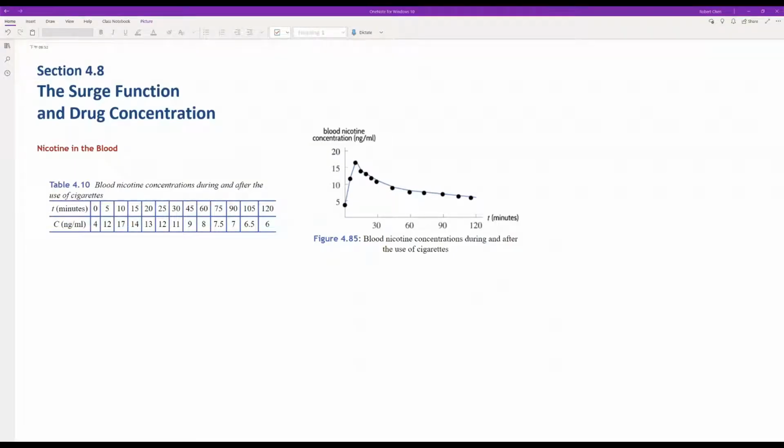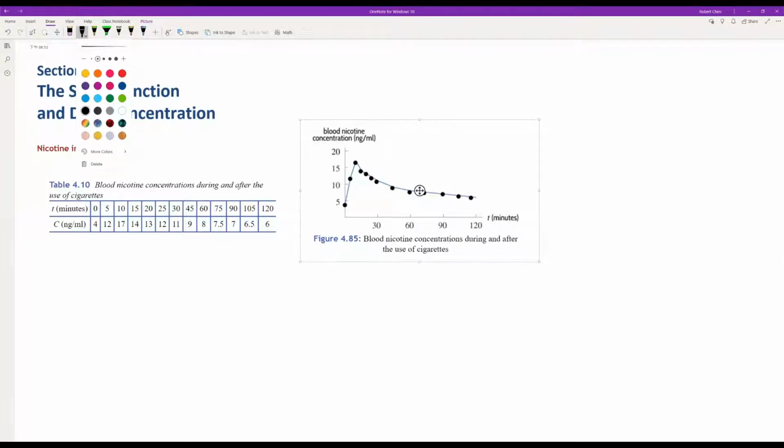We're looking at a specific type of function called the surge function, and a drug concentration or a substance concentration inside our body after consuming stuff. The example that we're looking at first is nicotine in blood. We start with someone smoking a cigarette, and then the nicotine concentration in the blood at time 0 is 4, and as time increases, the nicotine in the blood will increase dramatically, so increase really fast and then decrease slowly.